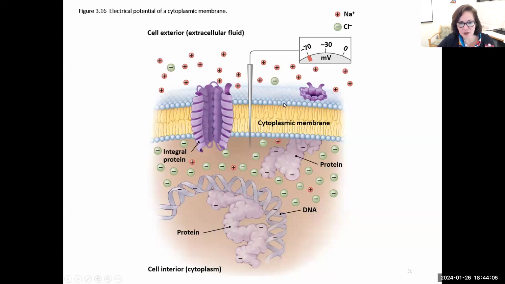Okay, so here in this cartoon, the blue balls represent the phosphate heads and the lipid tails are in the middle. Here's a protein that goes all the way through. It's an integral protein. The way it's shaped, doesn't that suggest that maybe something can get through here? And we're going to talk about that next.